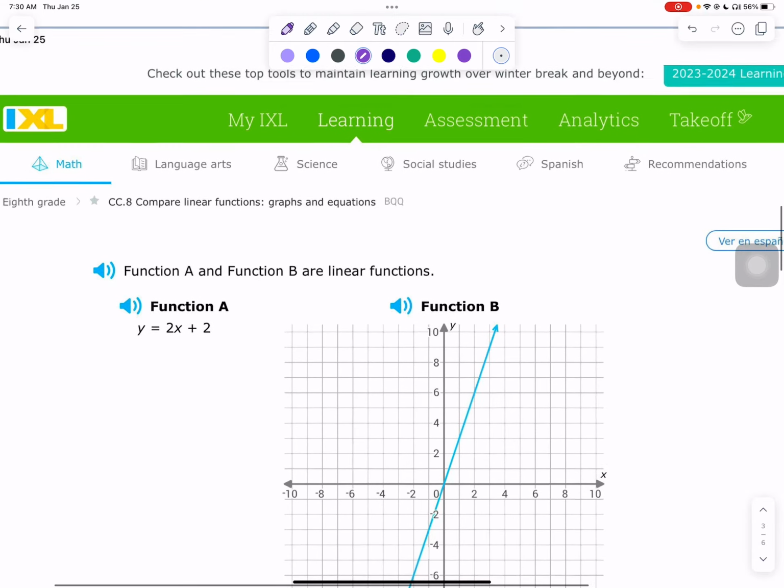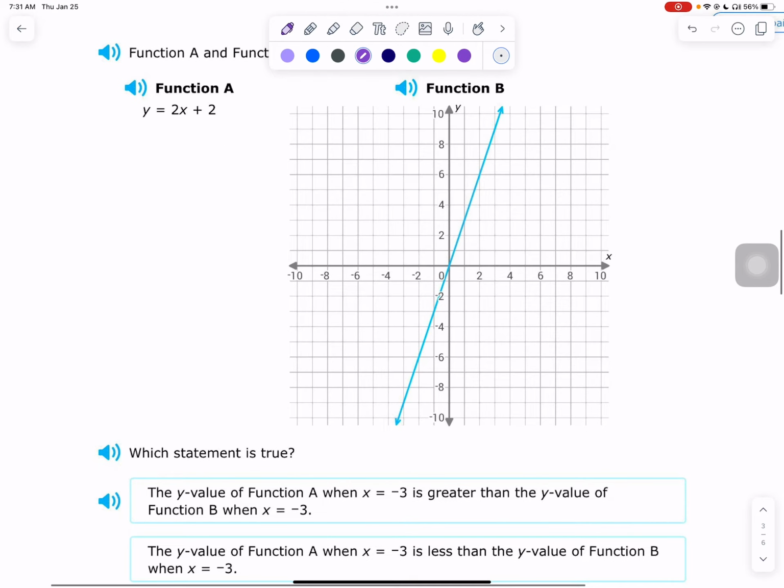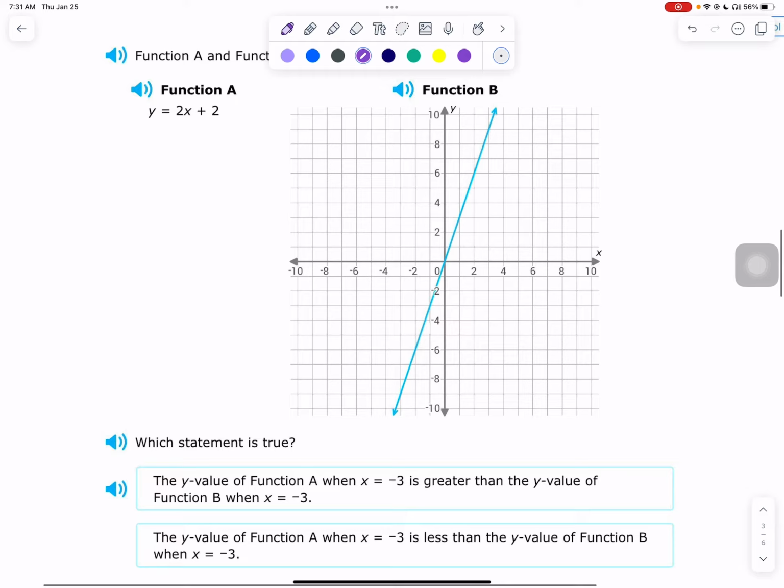Pretty straightforward. Okay? Pretty straightforward. All right, this is where it gets a little bit more complicated. It says the y value of function A when x equals -3 is greater than the y value of function B when x equals -3. So all we have to do here is figure out what is y when x is -3. So all that's going to involve is us plugging in -3 into our equation. That's how we're going to figure out what y is when x is -3.